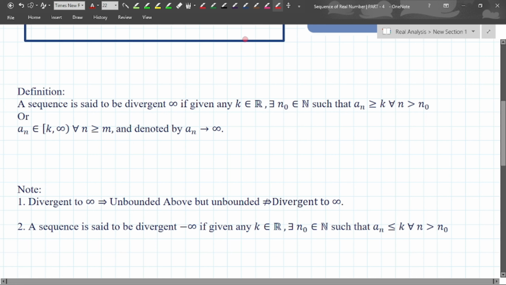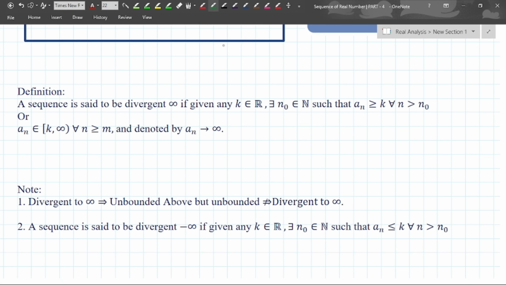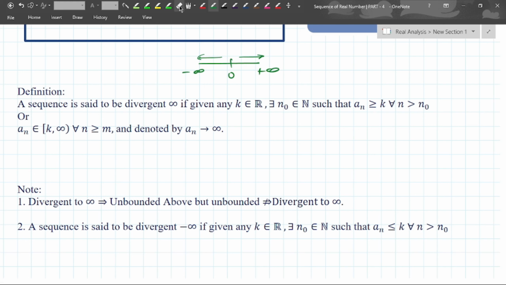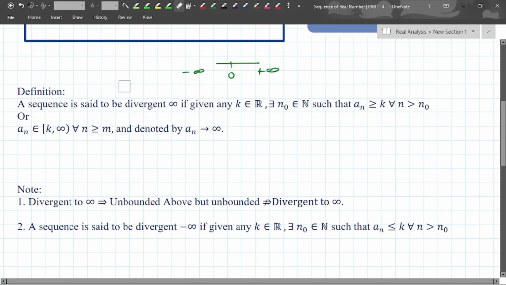So what do you mean by divergence? A sequence is said to be divergent. There are two cases here: either my sequence will be divergent to infinity or divergent to minus infinity. We'll discuss two types of definitions here. First, divergent to infinity.